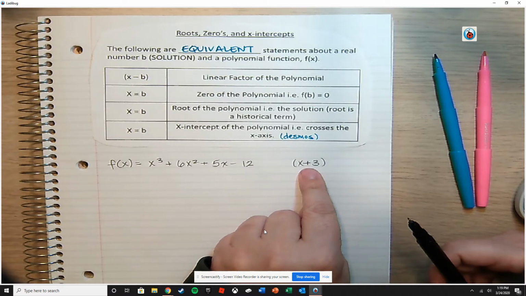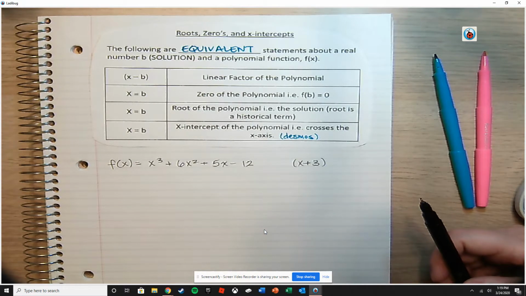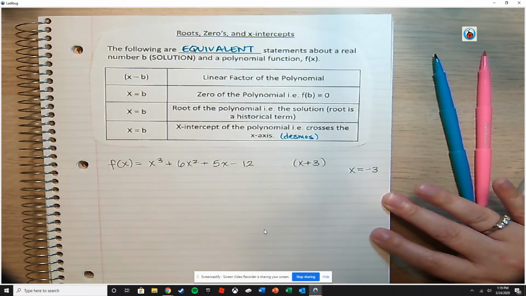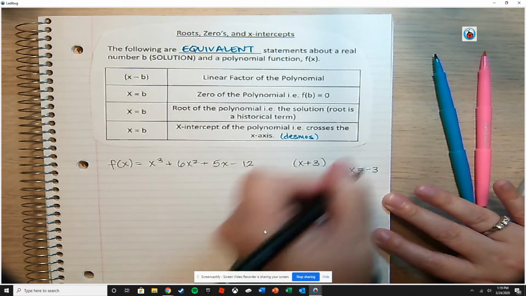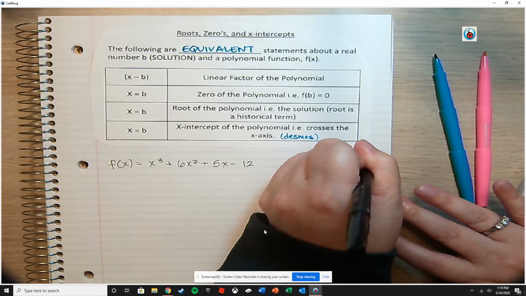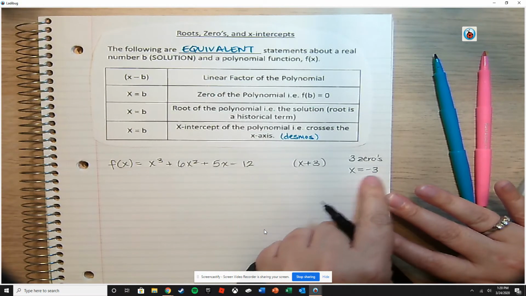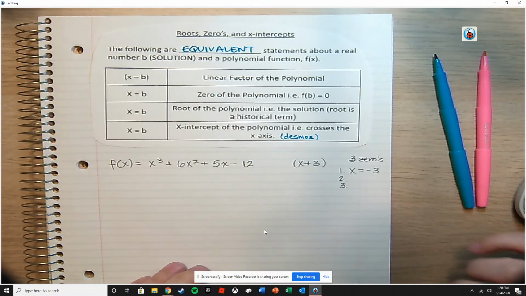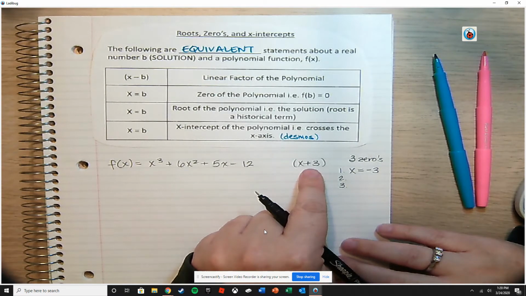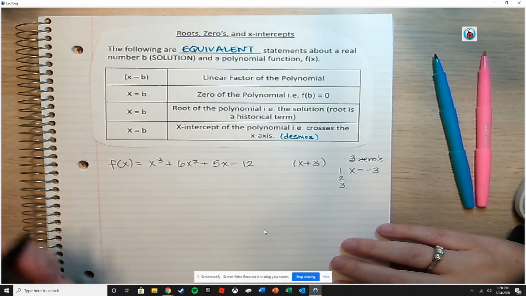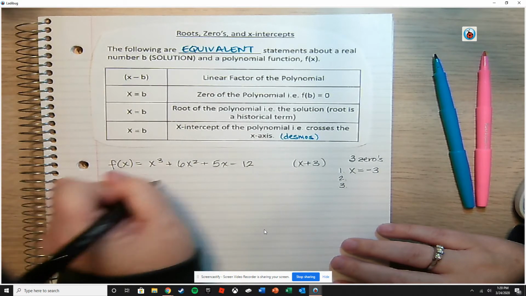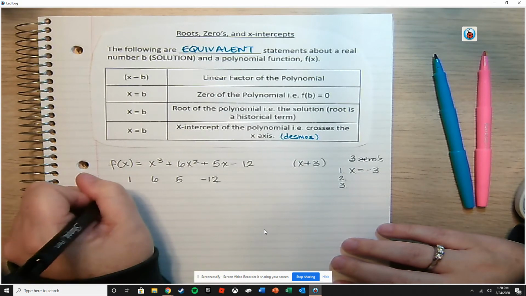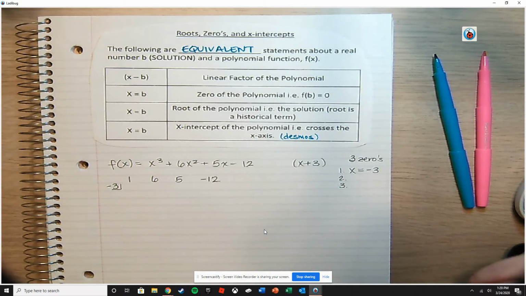Now I've got x plus 3, so I know one of my zeros to start off with is x equals negative 3. Because I'm looking for 3 zeros, and I have one of them, so 1, 2, 3, I'm looking for the other 2. So I'm going to use this to run synthetic division. I take the coefficients 1, 6, 5, negative 12, and I use negative 3 because I use the opposite.